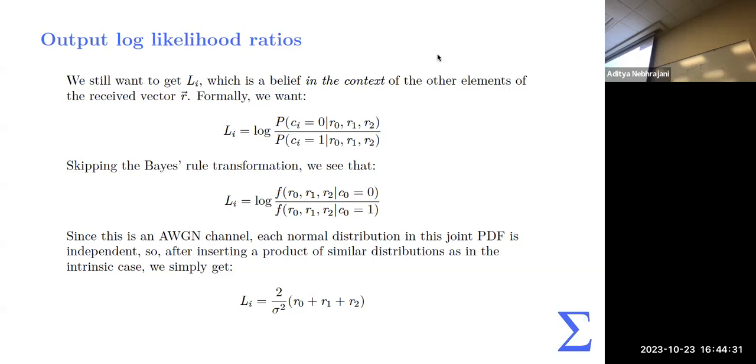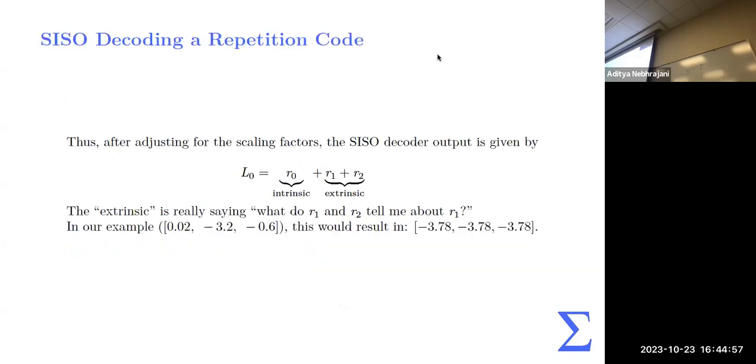And therefore, the likelihood ratio, this is actually combined intrinsic and extrinsic, because for each bit i, we're looking at the entire vector. So it includes both the intrinsic and extrinsic components. And you can see the intrinsic component here, which is that one, and the extrinsic component is that one multiplied by the scale factor. So doing soft-in soft-out decoding for a repetition code just looks like this, right? After adjusting for scaling factors, it's really just that. So for L0, let's say, it's just going to be the intrinsic plus those. And what it's really saying is, what do R1 and R2 tell me about R0?